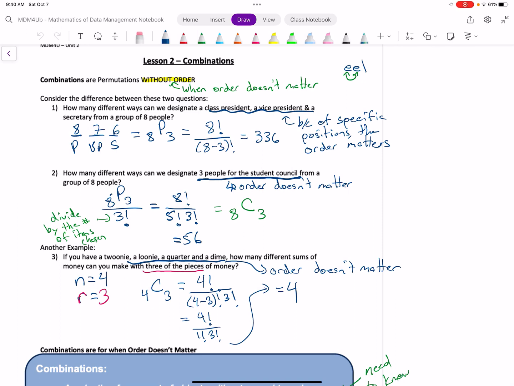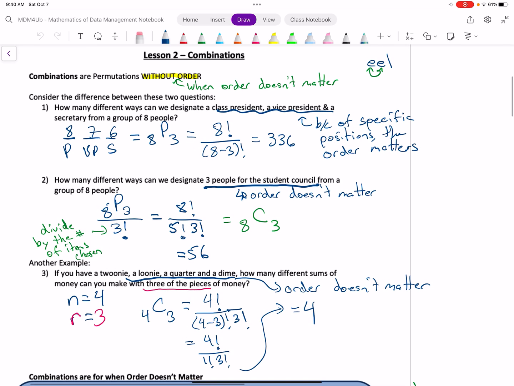Hi, everyone. This is the end of lesson 2, so we didn't quite finish this off the other day. But just to remind you, we were going through the beginning of combinations, and we talked about what combinations are. They're really just permutations, but when the order doesn't matter for specific situations. So we looked at some examples.